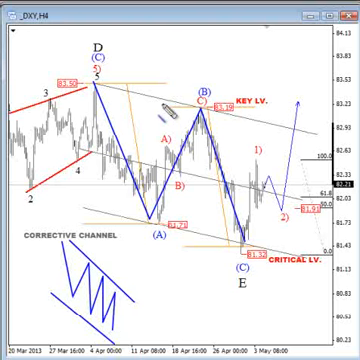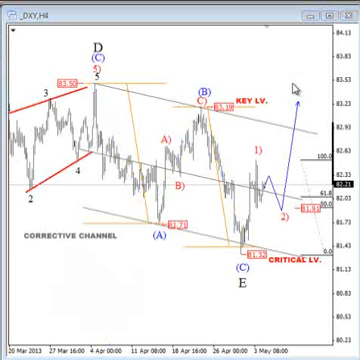Okay, so because the market bounced from the lower side of this corrective channel, which means from this trend line, I suspect that this was a three-wave movement and that the market will be moving higher this week.